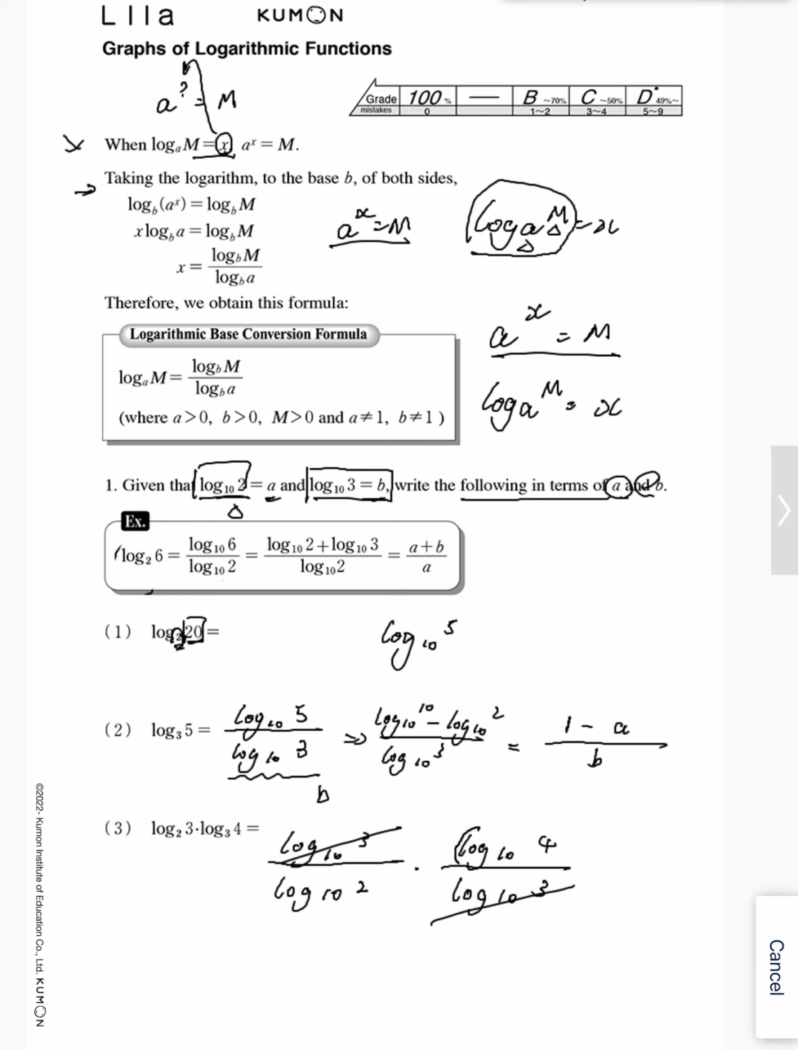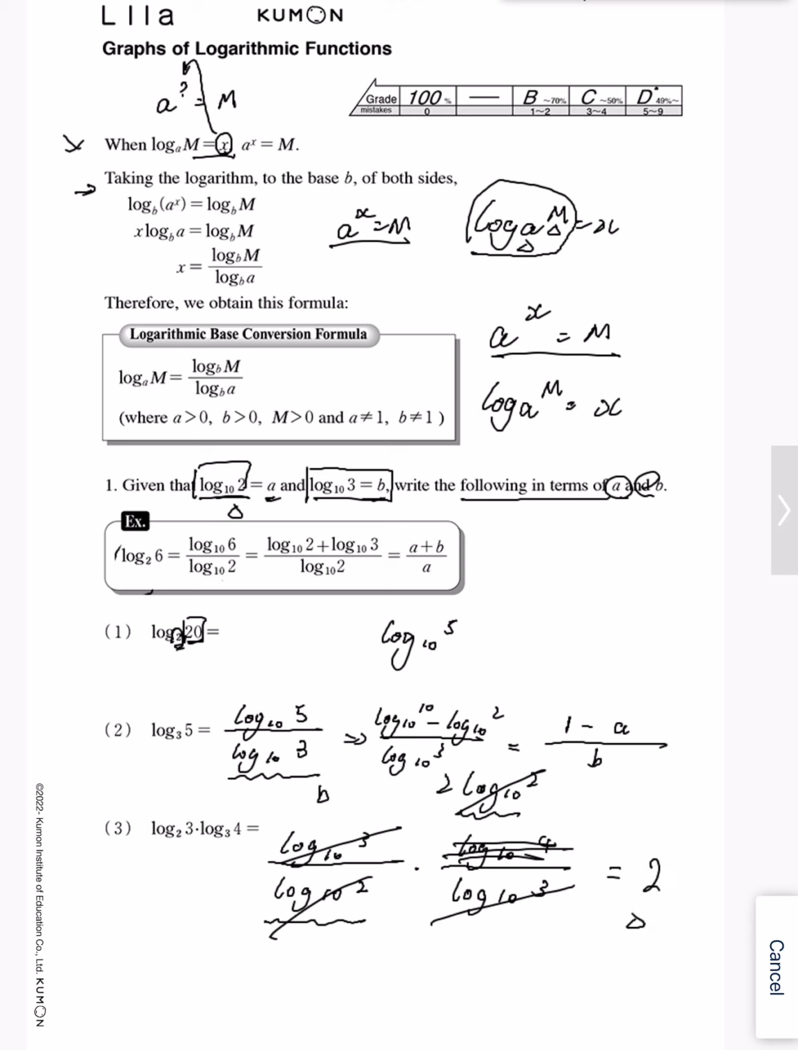But what can I do with this one? And you know that 4 is actually equal to 2 to the power of 2, right? Oh, that's what I can do. I can change this log base 10 of 4 into 2 times log base 10 of 2. And then you will see that this one is log base 10 of 2, and this one is also log base 10 of 2. I can cross it out. The only thing I have left is number 2.